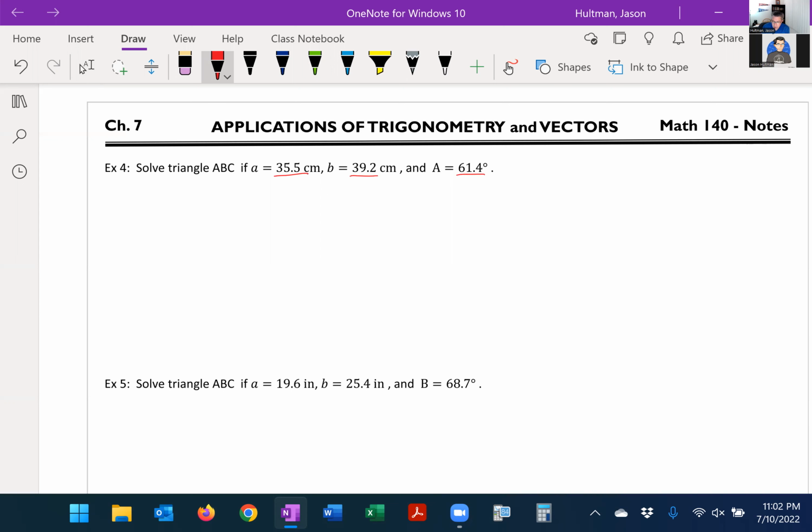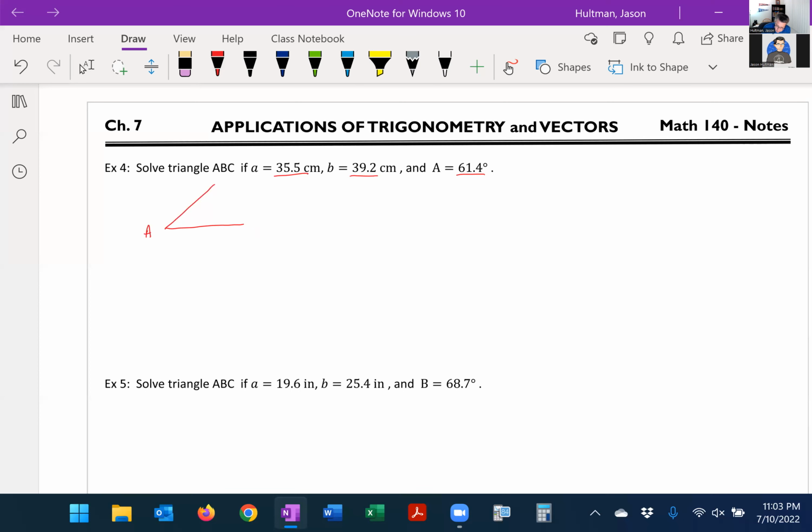So right off the bat, we could use the law of sines to solve for angle B, right? Because we've got a, b, and A, and then we would just have B. So let's go ahead and do that. Let's set up a triangle here and see what we can look at. I'm going to call this angle A here, and I'm going to call this guy angle B.